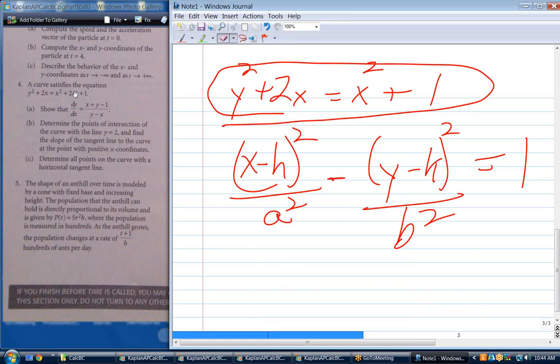It would be great if we could look at what that xy term means, which is that we have a rotated hyperbola. In other words, it's not either horizontal or vertical. Whenever you have an xy term, the axes are rotated, all of these things are rotated. That's what the existence of the xy means.